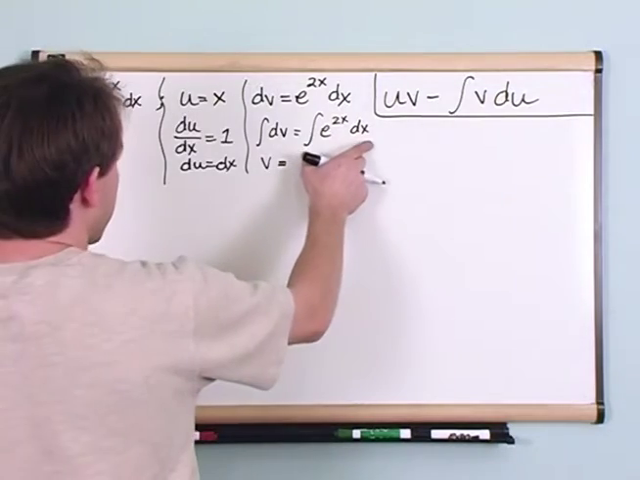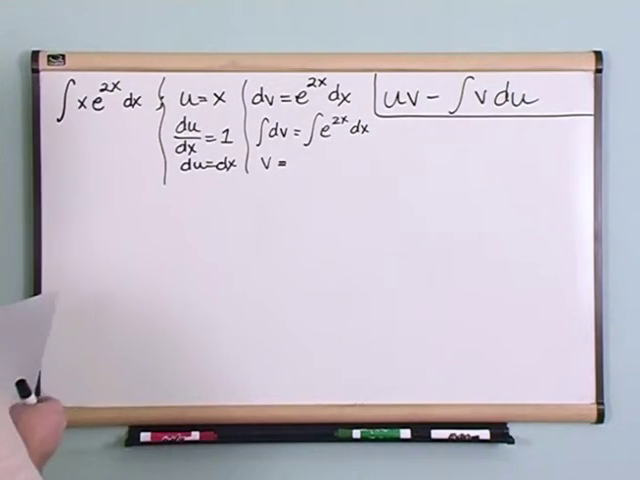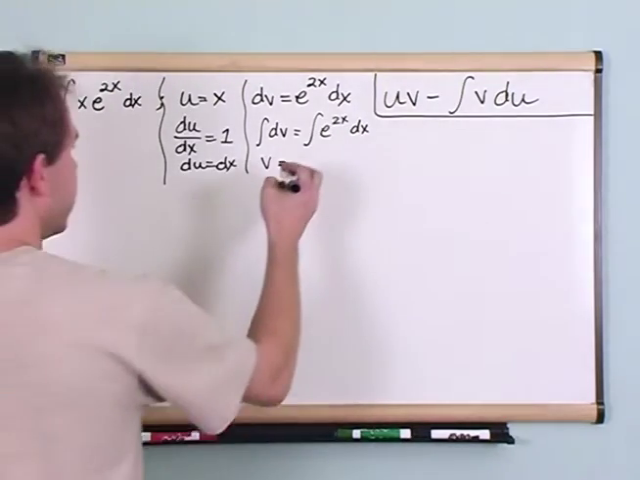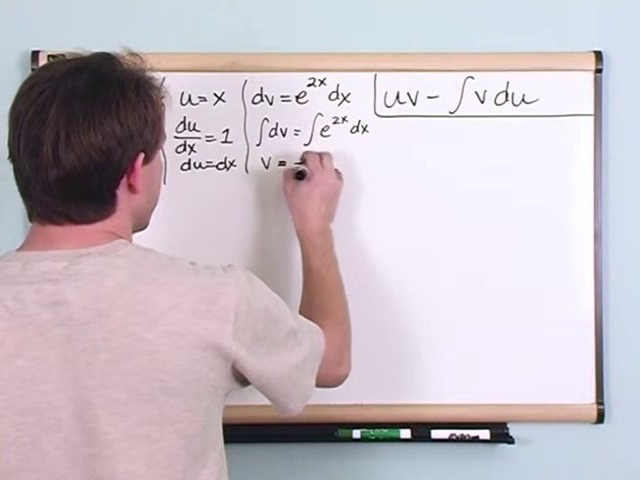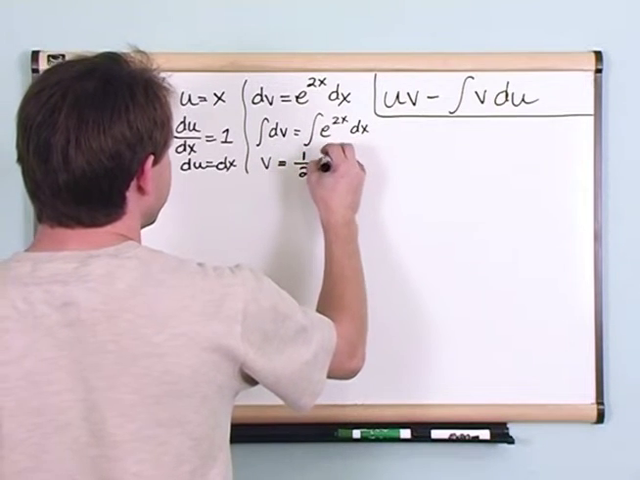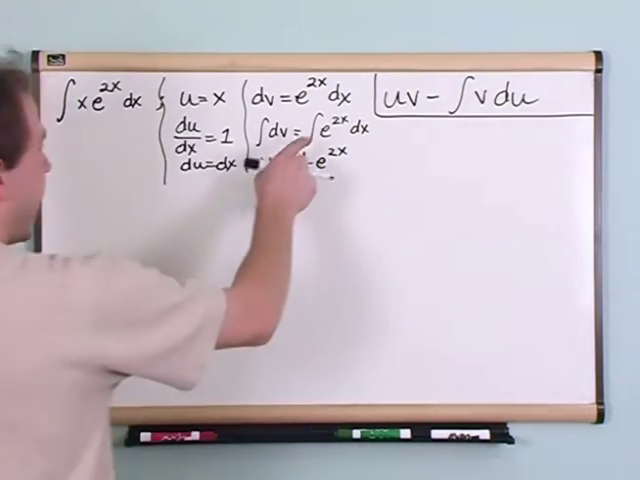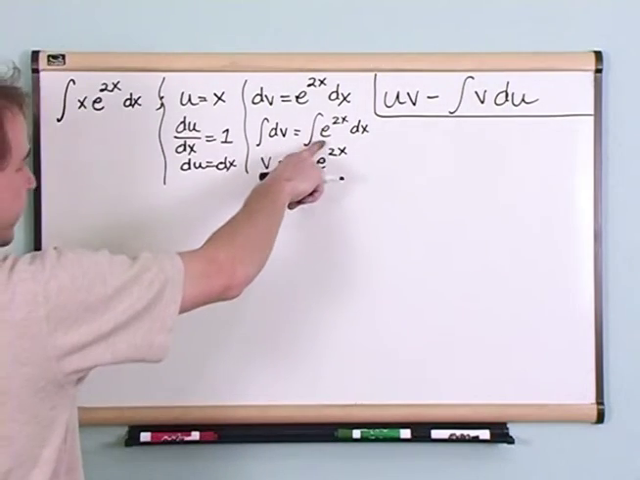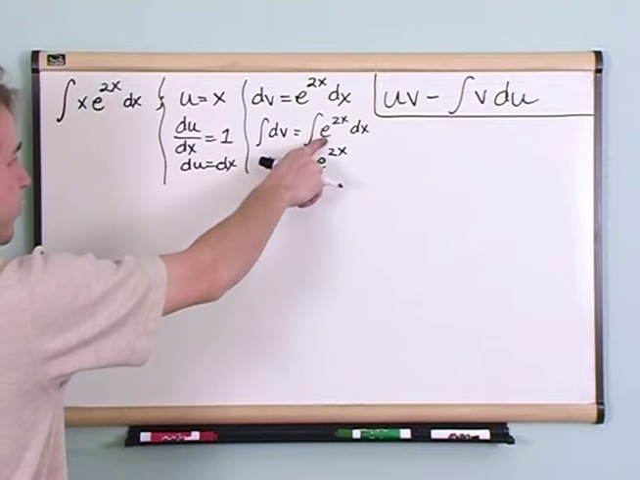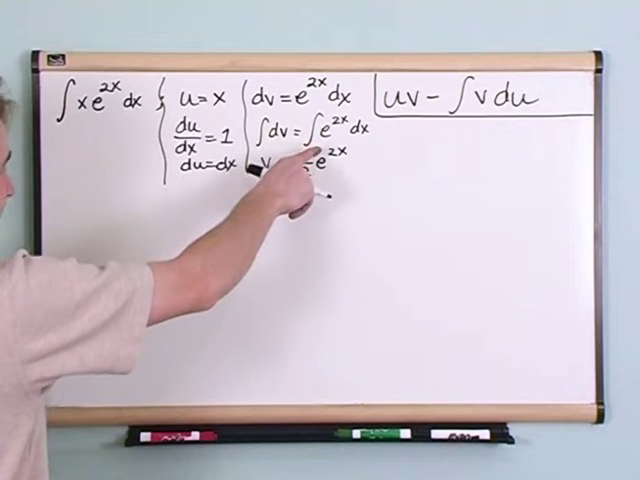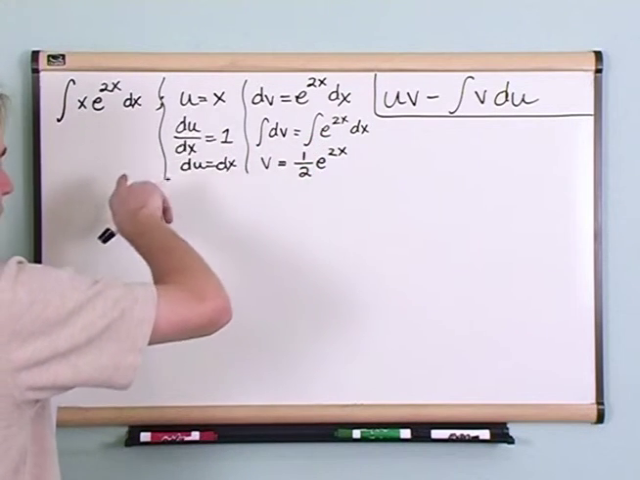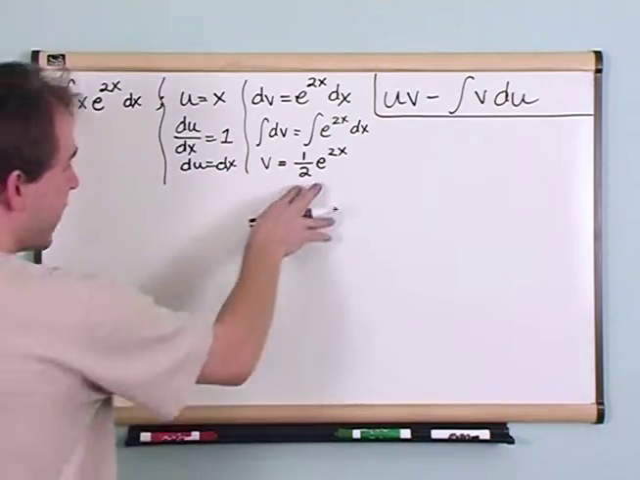Now we've done a problem very similar to this before. The answer to this is going to be 1 over 2 e to the 2x. I encourage you to pause the video and do this integration by yourself. We've done a problem very similar, maybe even the exact same problem in the section earlier when we tried to integrate exponentials. So this should not be a shock to you.